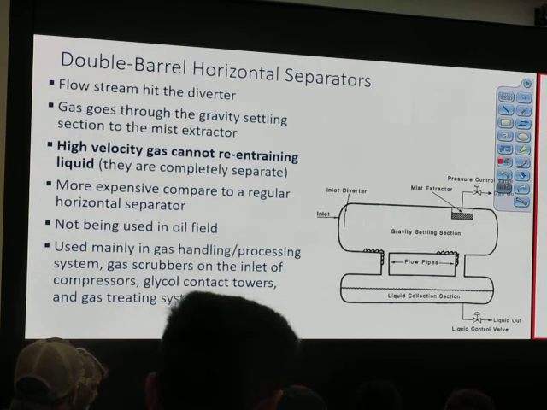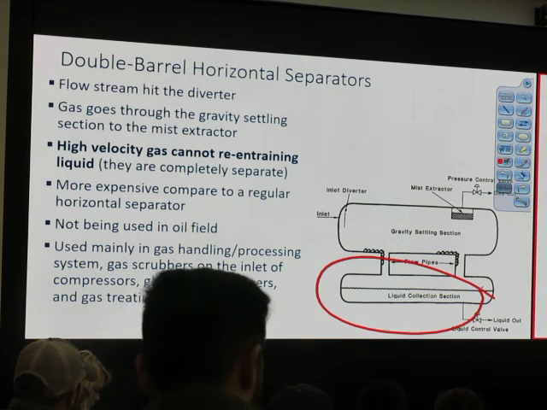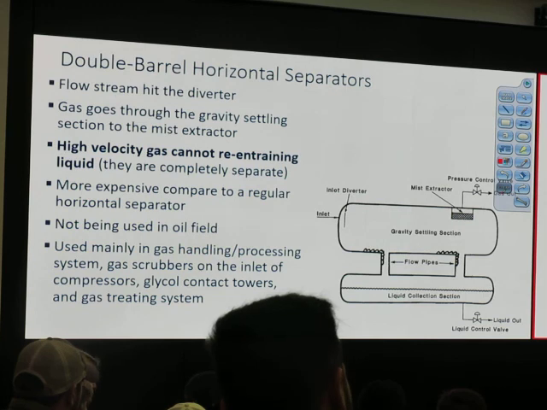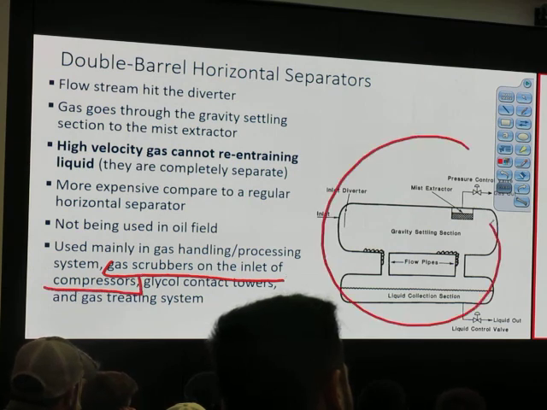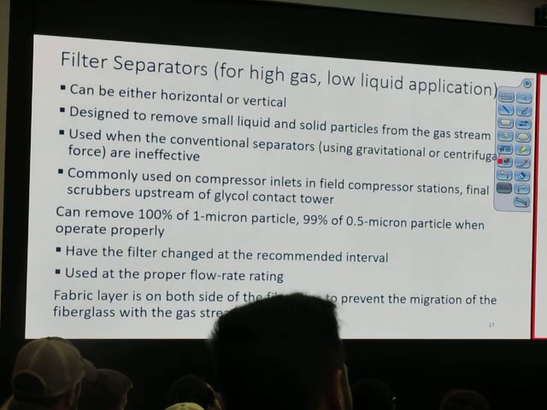Double barrel: sometimes if you see the double barrel, this means we want to isolate the part that is already separated from the top part. The reason we want to do the isolation is we don't want to form a wave. If we don't isolate it, we may have the wave over here. We may use this in a compressor, a gas scrubber on the inlet of the compressor. So this is mainly used in gas handling and processing systems. Of course, you will read the rest.